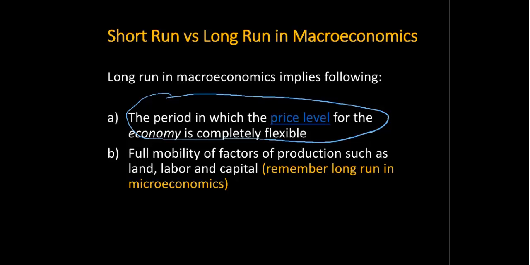On the other hand, in the long run in macroeconomics, all the prices are variable along with full mobility of factors of production. That means factors of production can increase, decrease depending on the needs, and also substitutability between factors of production.